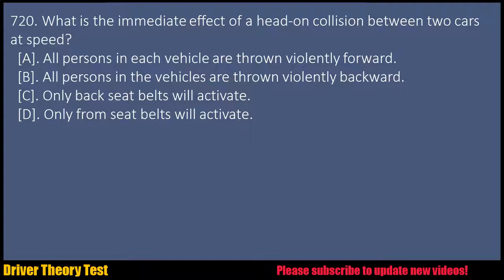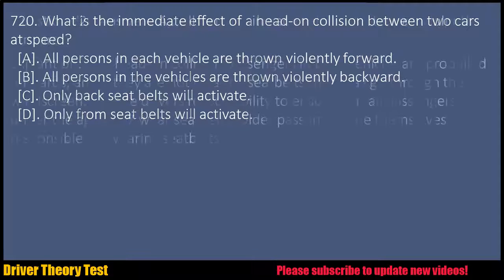Question 720. What is the immediate effect of a head-on collision between two cars at speed? A. All persons in each vehicle are thrown violently forward. B. All persons in the vehicles are thrown violently backward. C. Only back seat belts will activate. D. Only front seat belts will activate.